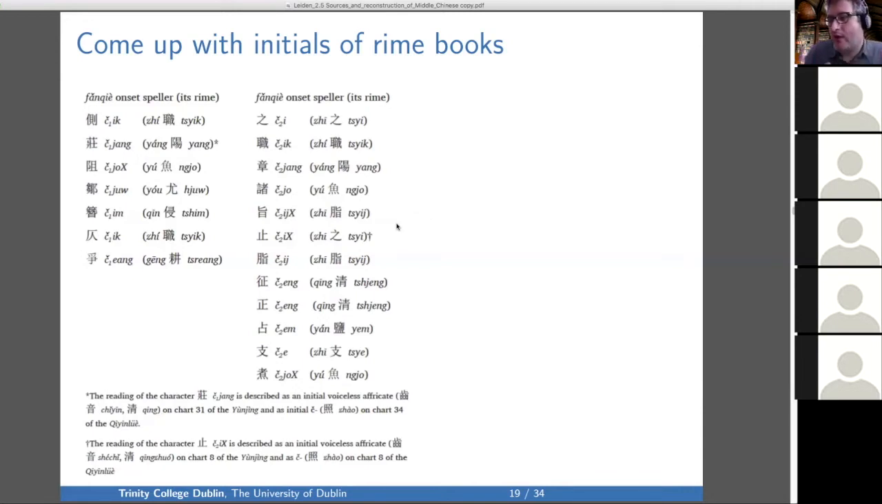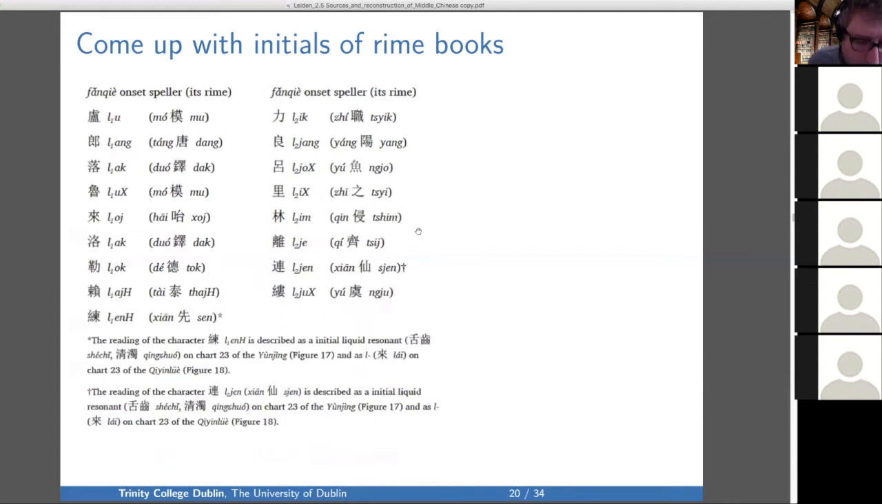So now we have to ask ourselves, is it just a coincidence? Because it could be that the Qieyun splits these two chains. Or is there some kind of merger that's happened between 601 and the 12th century?